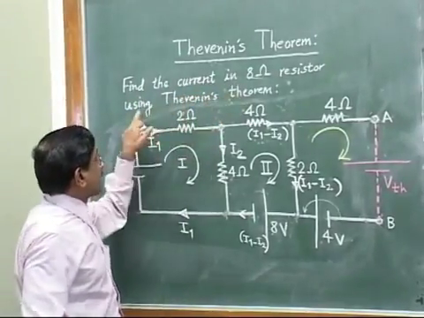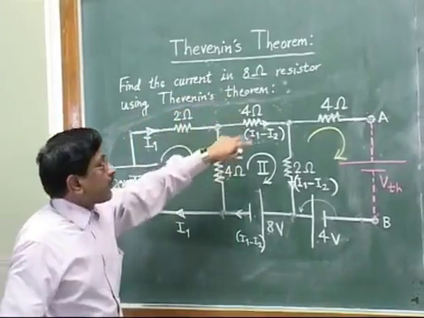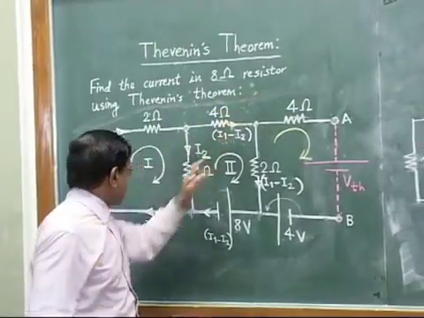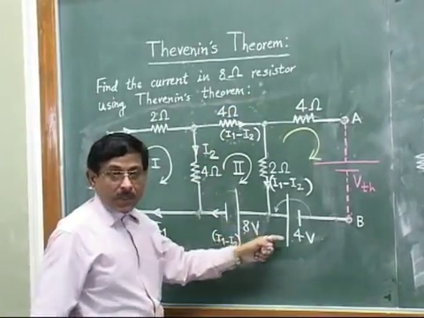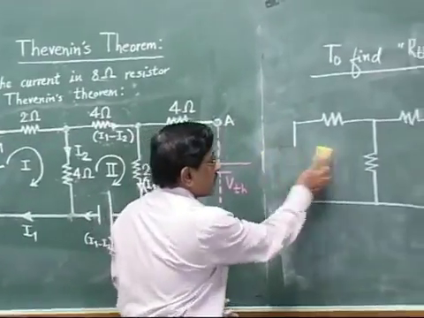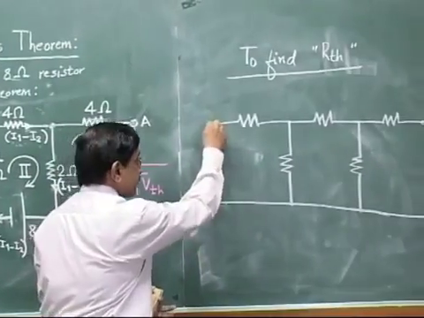What was our problem? Find the current in the 8 ohm resistor using Thevenin's theorem. Here they have not mentioned the internal resistances of these voltage sources. So no internal resistance, which means zero resistance, means it is a short circuit.